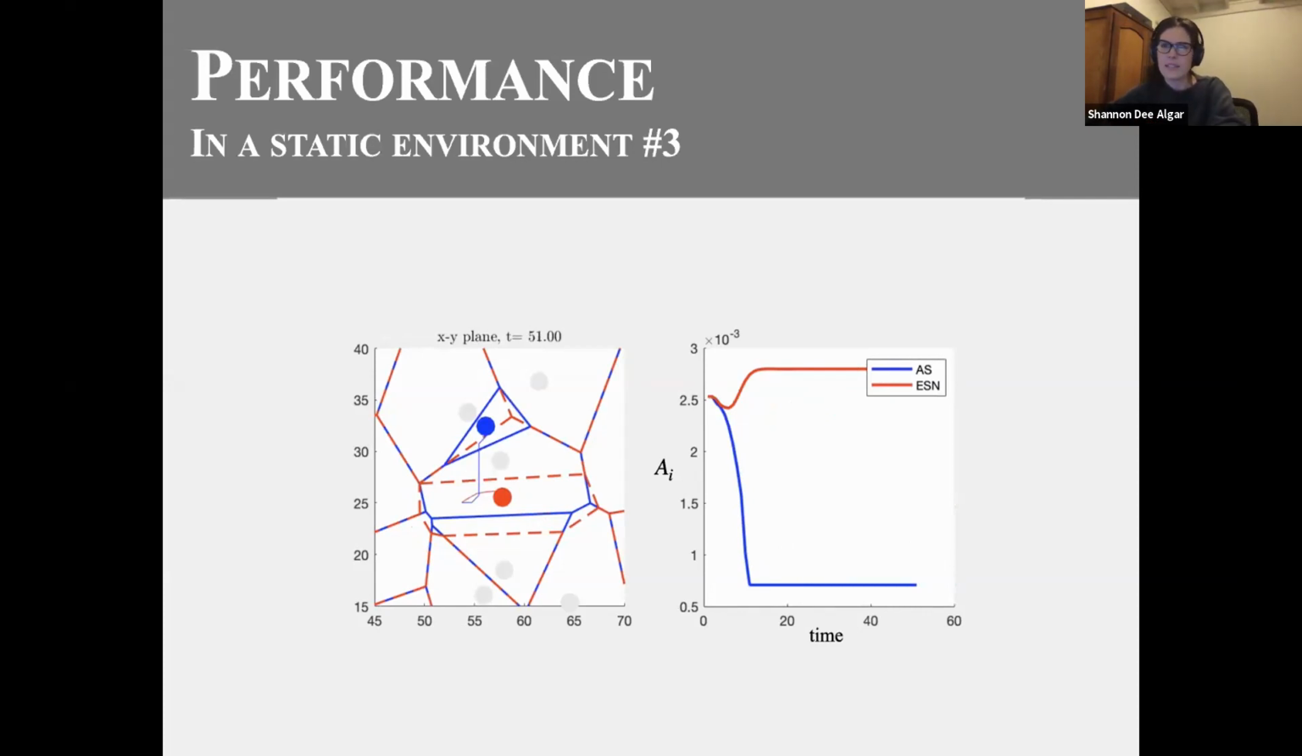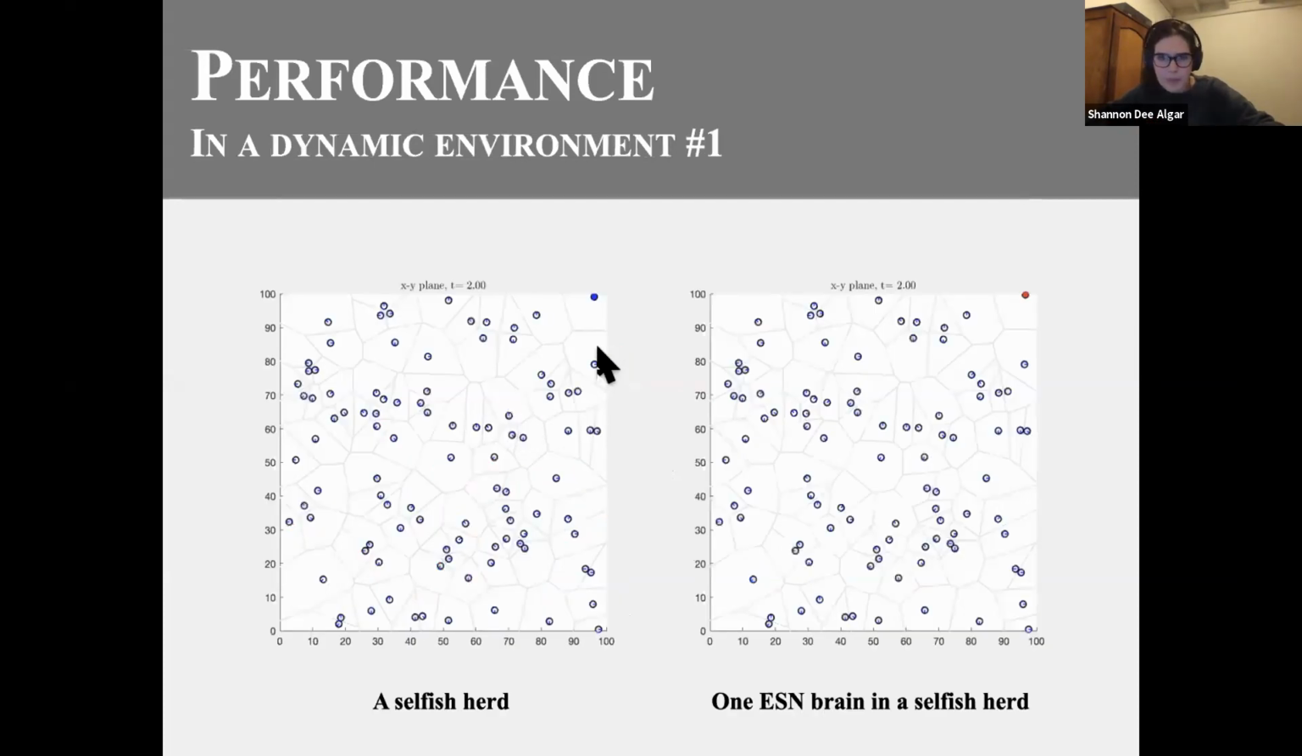The next situation that we looked at was our particles in a dynamic environment. So again, the blue particle, and I'm sorry, this is a little hard to see. This is the particle of interest up in this top corner. And this blue particle here is following the active selfish herd movement rule. And then over here, the same particle with the same initialization in red is going to follow the echo state network driven movement rule. Every other particle is an active selfish herd following the active selfish movement rule.